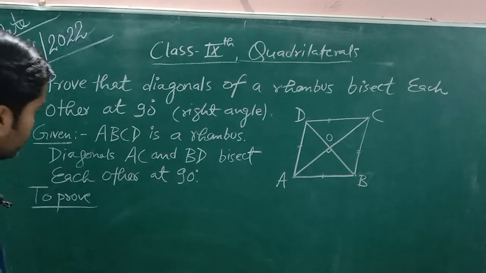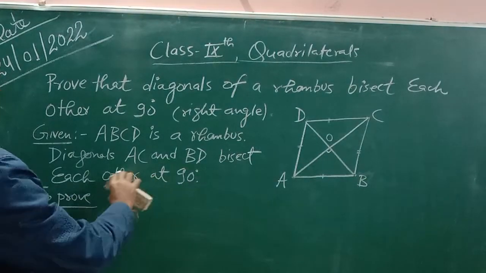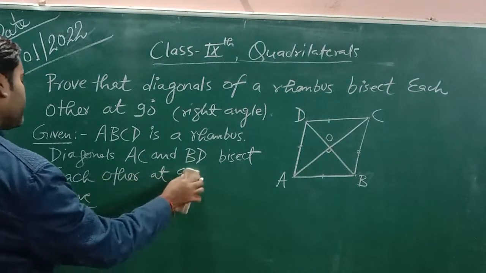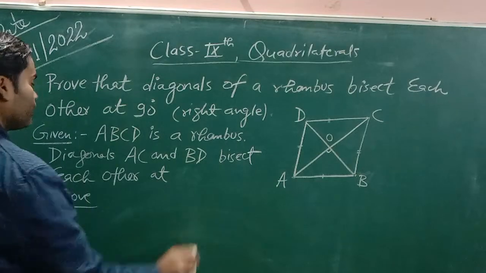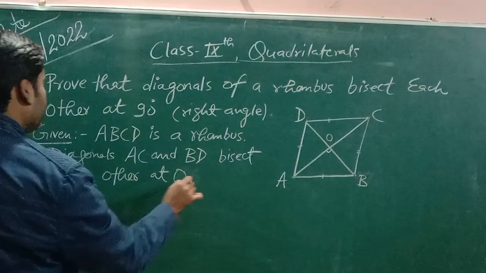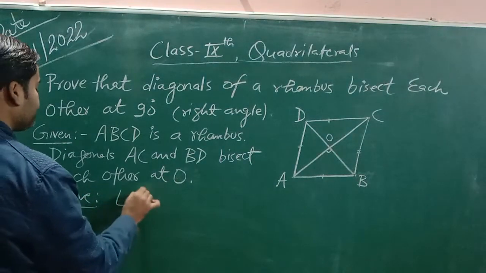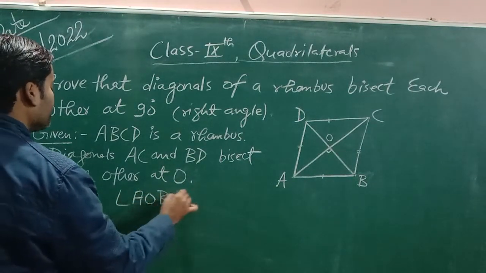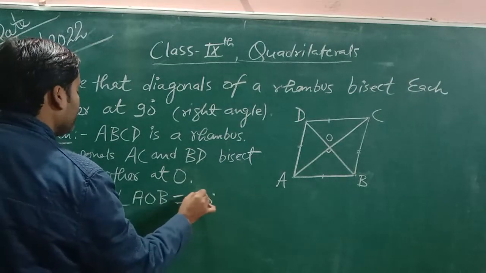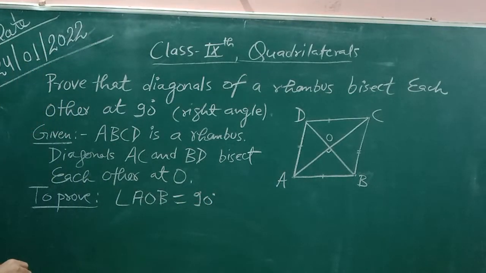We cannot write this in given. ABCD is a rhombus, okay. Diagonals AC and BD bisect each other at O. And to prove, we will write angle AOB is equal to 90 degree. We have to prove that angle AOB is equal to 90 degree.